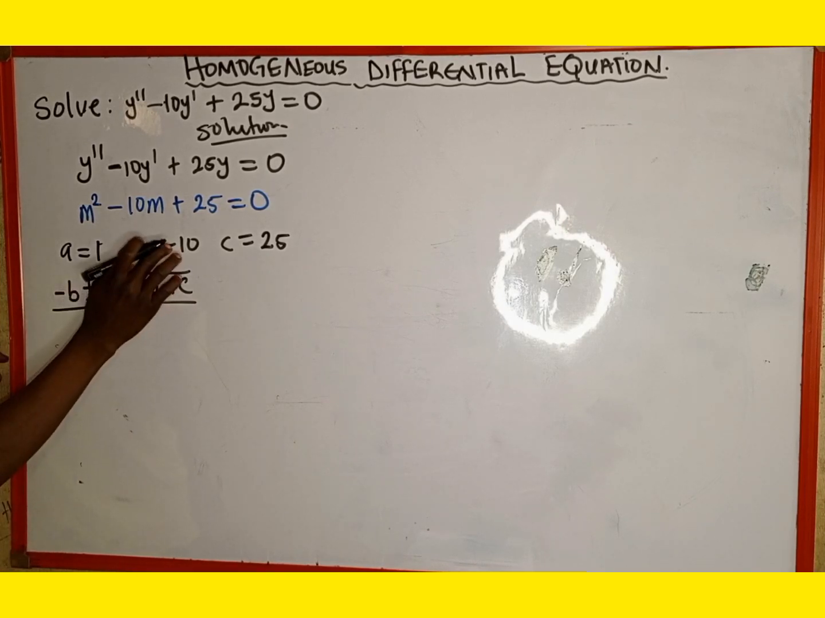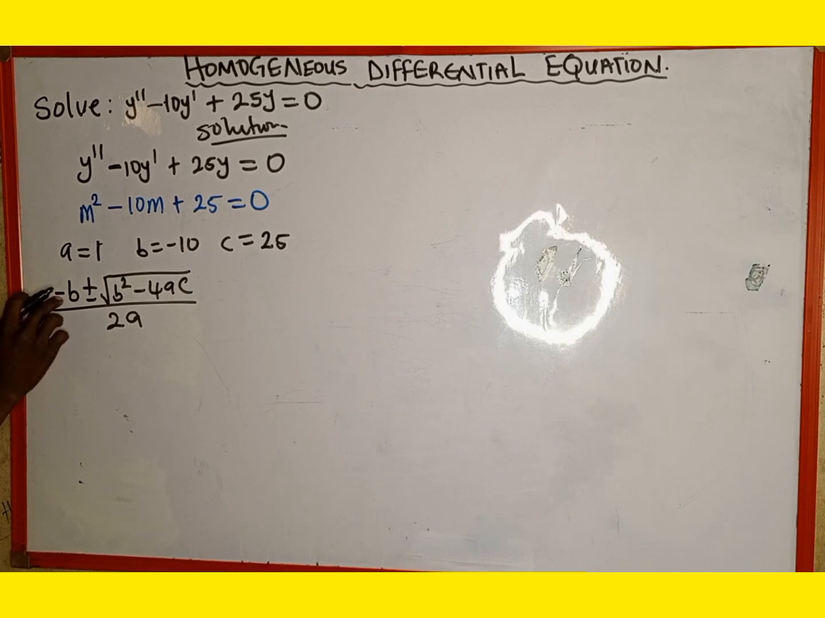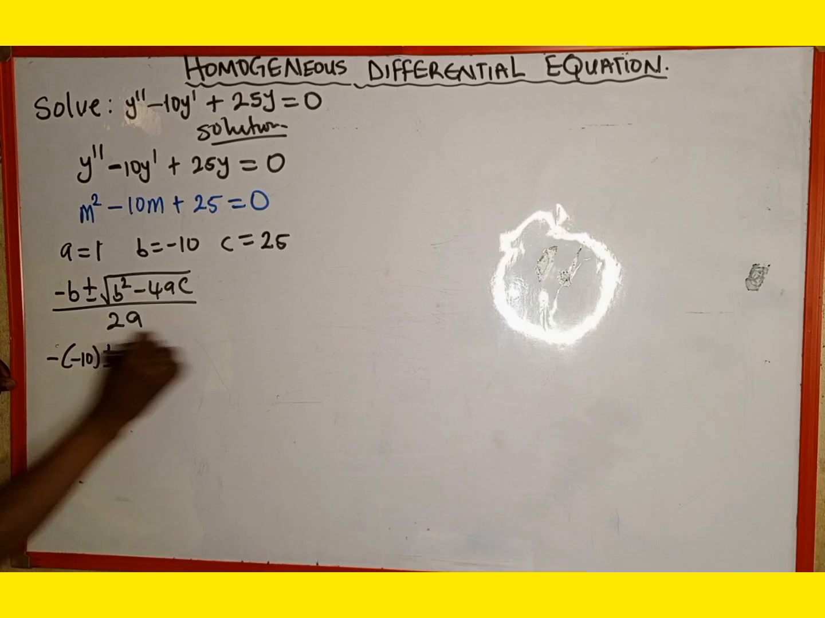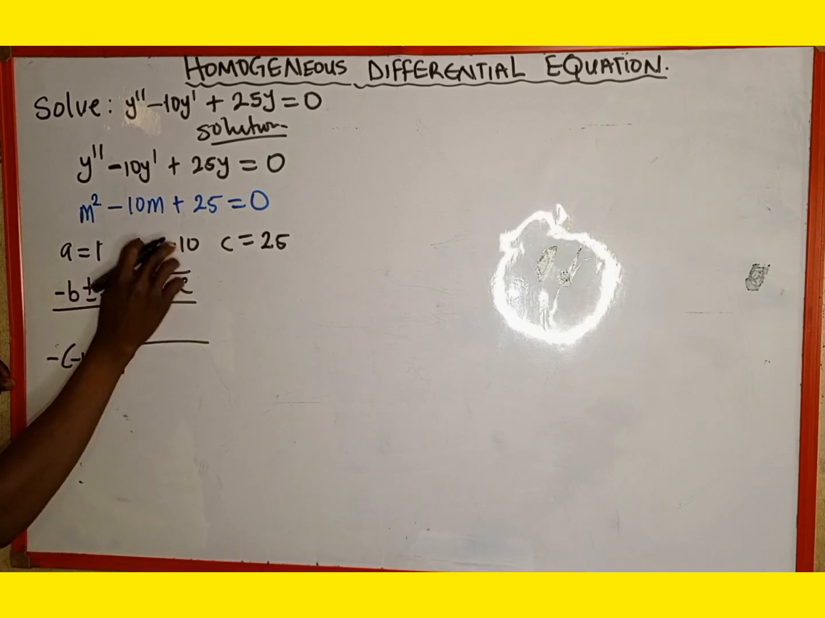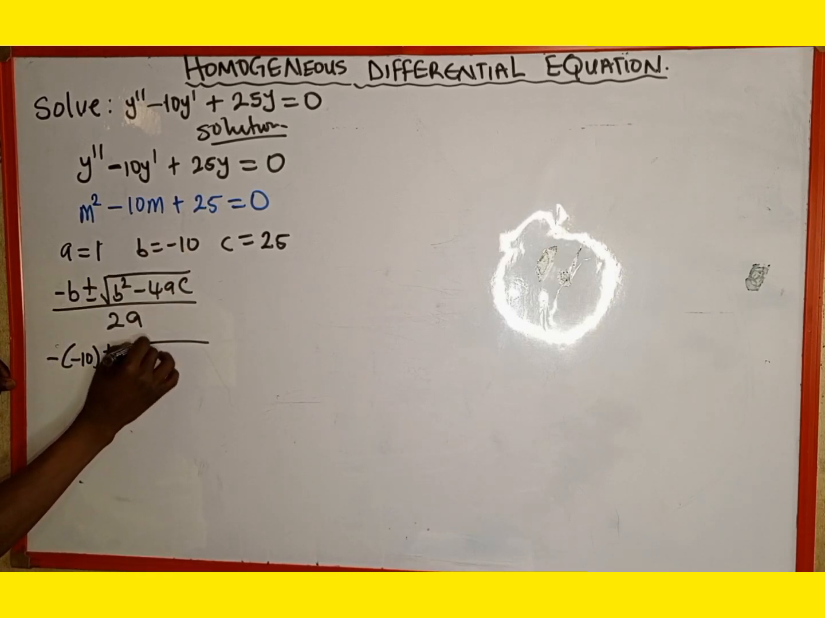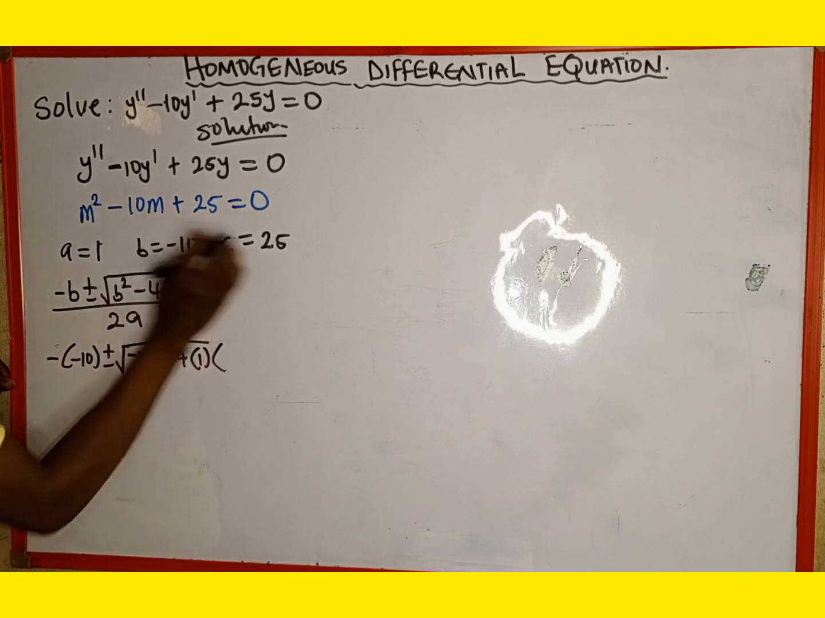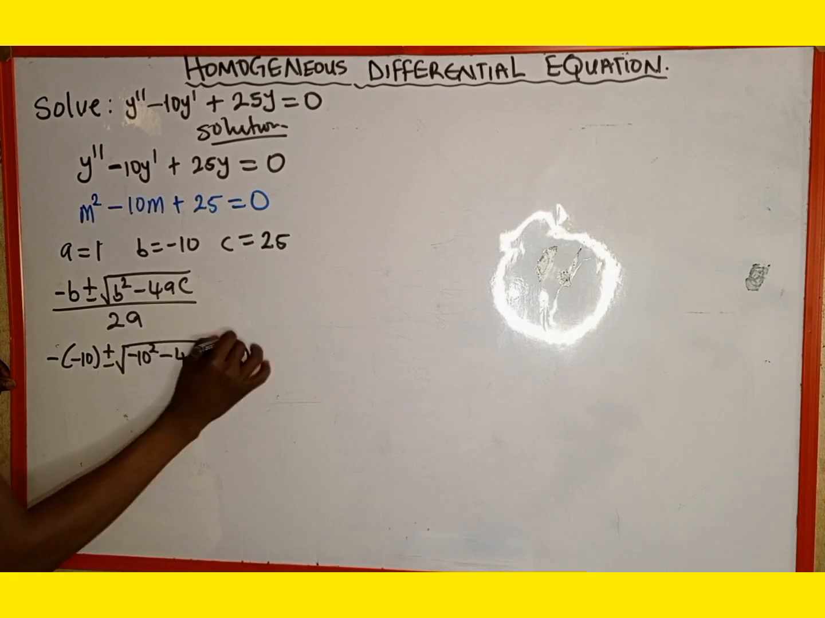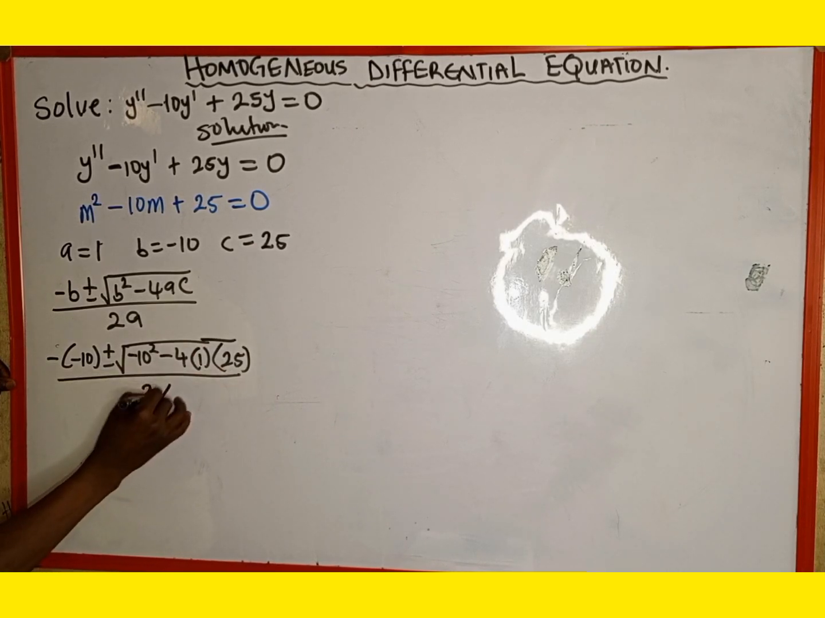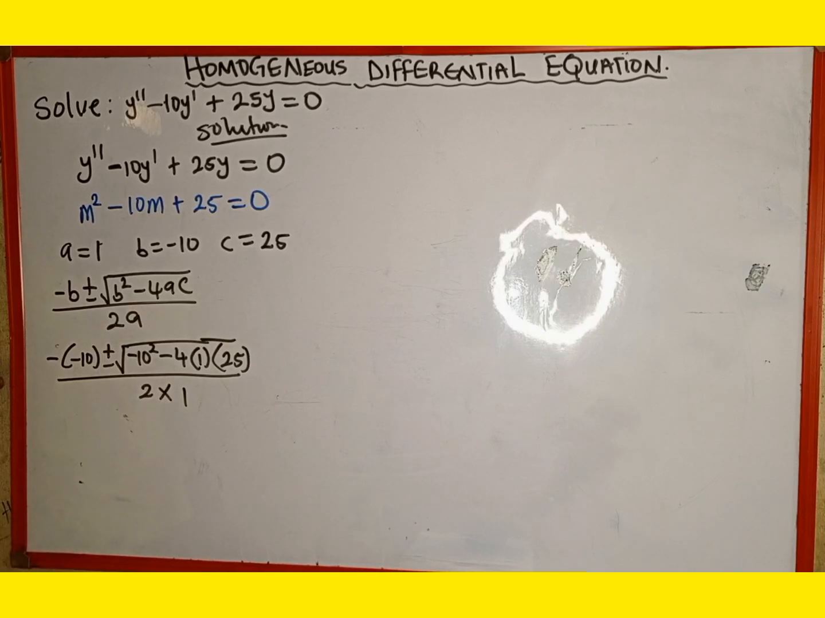From the question, b is minus 10, and the formula also has a minus. We are going to have minus into minus 10, plus or minus square root of minus 10 squared minus 4 into a, where a is 1, then multiplied by 25, which is c. Then everything all over 2 multiplied by a, and a is 1. So now we can continue to simplify this. Minus times minus is going to give us plus 10.